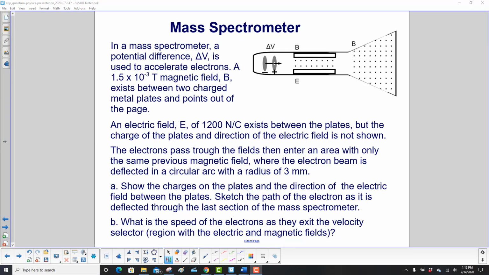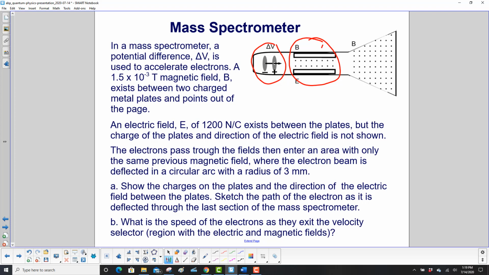In a mass spectrometer, a potential difference, delta V, is used to accelerate electrons. A 1.5 times 10 to the minus 3 Tesla magnetic field B exists between two charged plates and points out of the page. An electric field E also exists between the plates, but the charge of the plates and the direction of the electric field is not known.